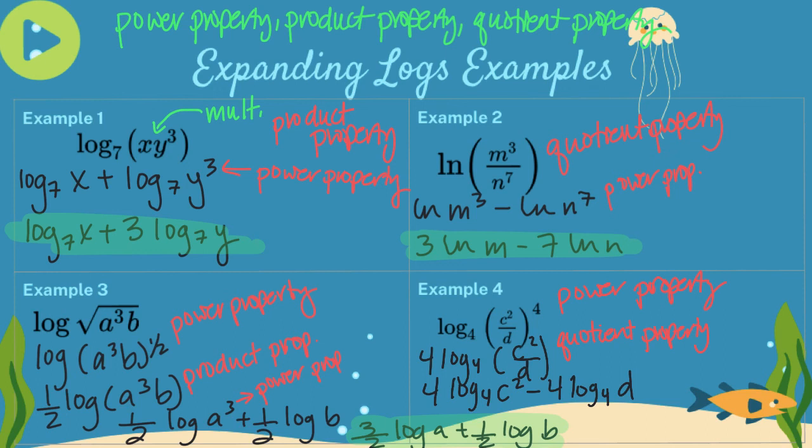And then the last thing I notice is this little exponent of 2 right here. So I can use the power property to bring that out front. So 4 times 2 is 8. So that becomes 8 log base 4 c minus 4 log base 4 d. And that's the final answer for example 4.